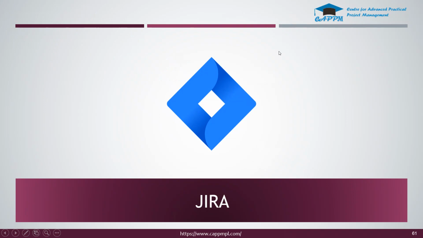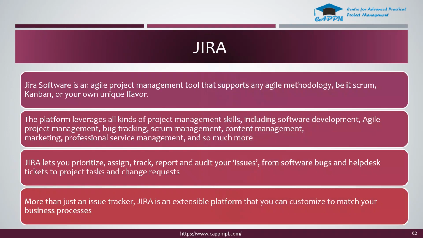Next one is Jira. Jira is an agile project management tool that supports any agile methodology, be it Scrum or Kanban or your unique flavor. This platform leverages all kinds of your project management skills. It includes agile project management, bug tracking, Scrum management, and service management also. Jira lets you prioritize, assign, track, and report your issues. It will also help turn tickets into project tasks and change requests. More than an issue tracker, Jira is an extensible platform that you can customize to match your business processes.